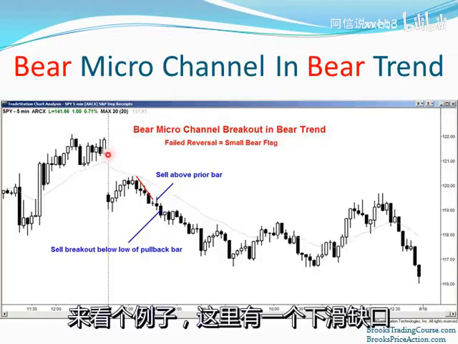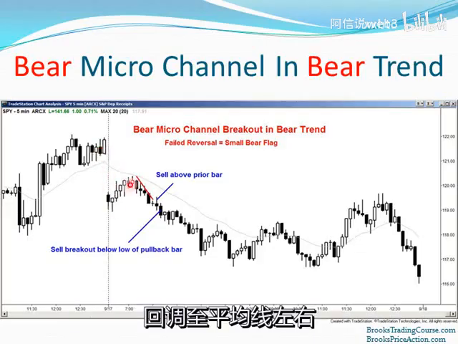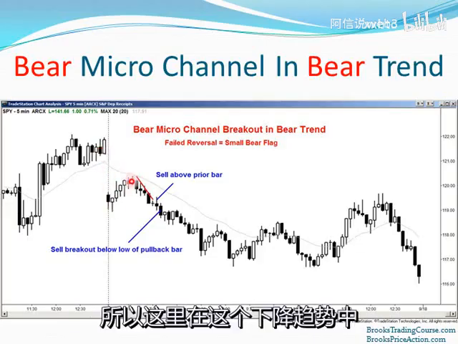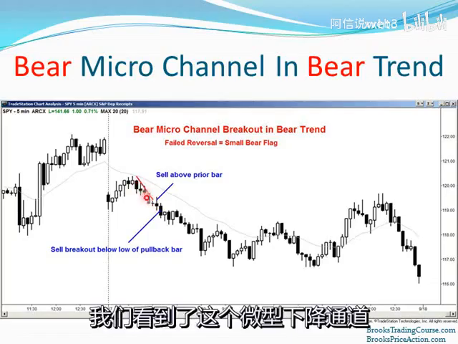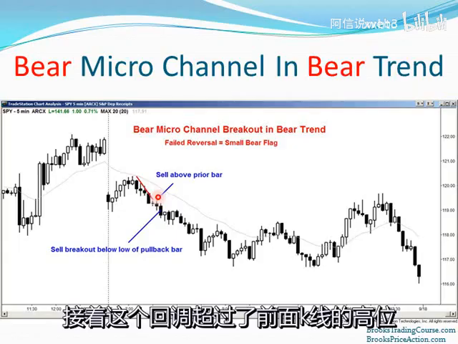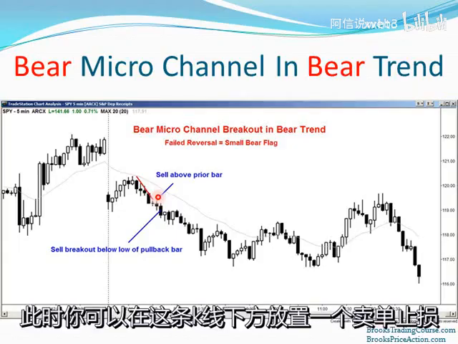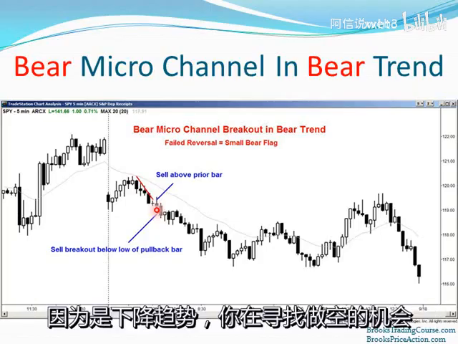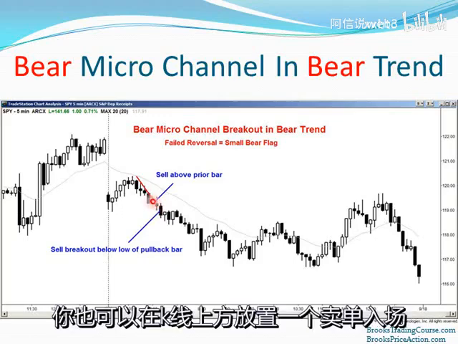So for example, we have a gap down, which is a spike, a pullback to the moving average, and now we have a bear microchannel and a bear trend. We have a pullback and went above the high of the prior bar, so you can place a sell stop to go short below that bar or even below the outside down bar. However, since it's a bear trend and you're looking to get short, you can also place a limit order to go short above the high of the prior bar once you start to see a bear microchannel.